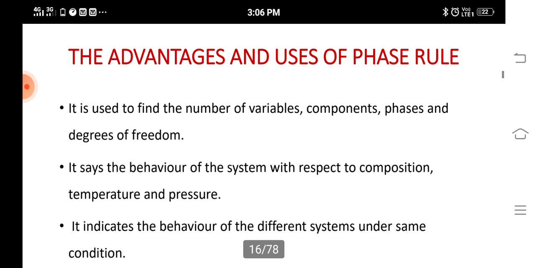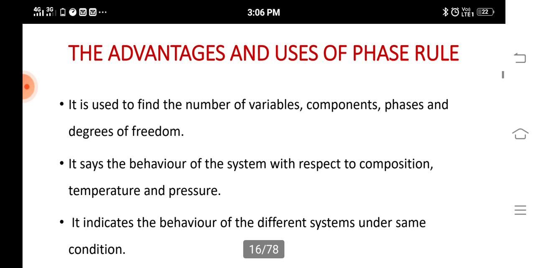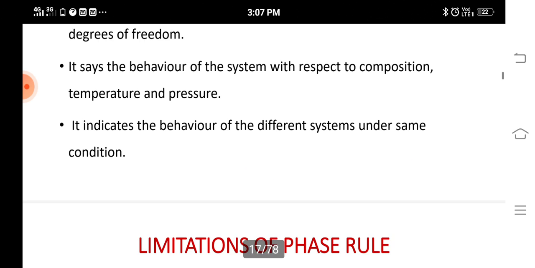What are the advantages of having this phase rule? It is used to find the number of variables, components, phases and degrees of freedom. This rule states the behavior of the system with respect to composition, temperature and also pressure. This phase rule indicates the behavior of different systems under same condition with different phases, components and variables.